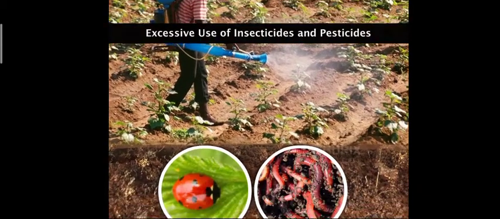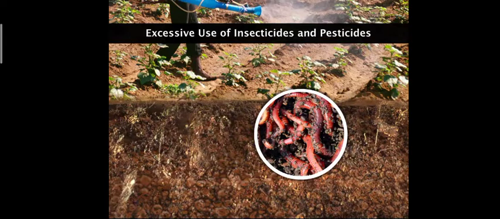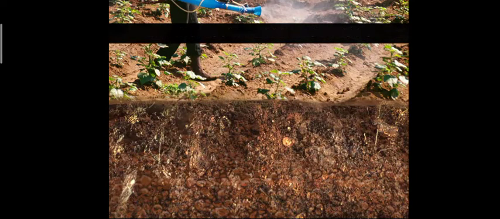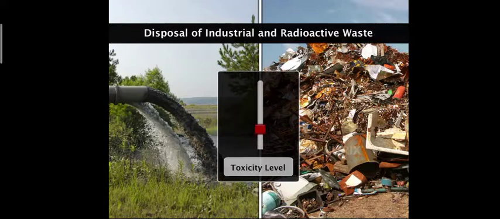Insecticides and pesticides are used to destroy insects and other pests. However, if not used sparingly, they can destroy the useful organisms in the soil as well. The disposal of effluents and radioactive wastes from industries degrades soil by increasing its levels of toxicity.